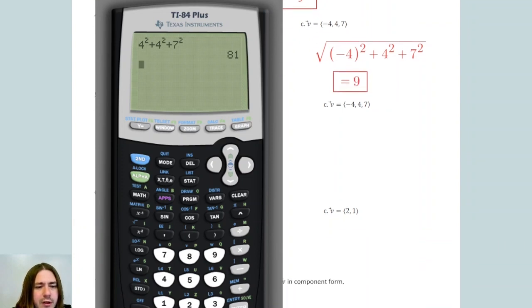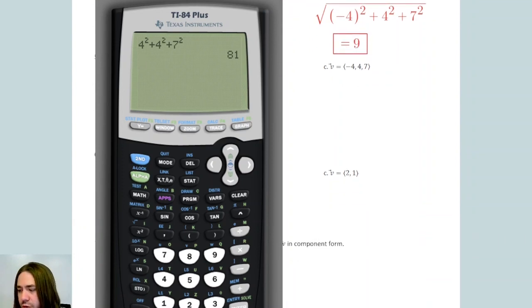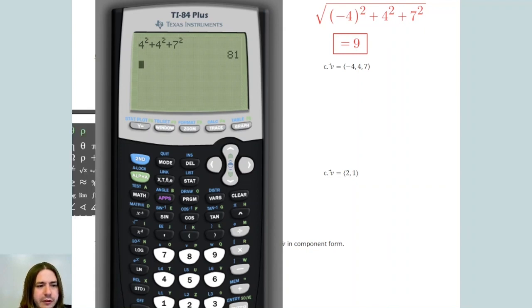Okay, let's take a look at number 5. Number 5, we're trying to find a unit vector in the direction of the given vector. So to find a unit vector, which is just a vector that has a magnitude of 1, we need to divide each component by its magnitude. So first, we'll find the magnitude, and then we'll divide each component by that magnitude. So let's first find the magnitude.